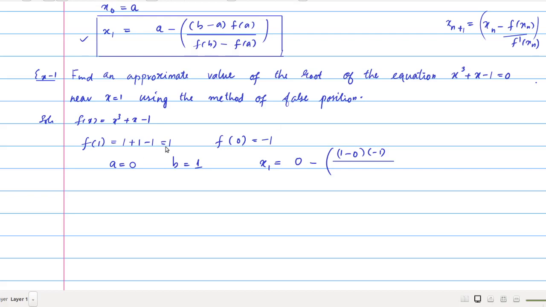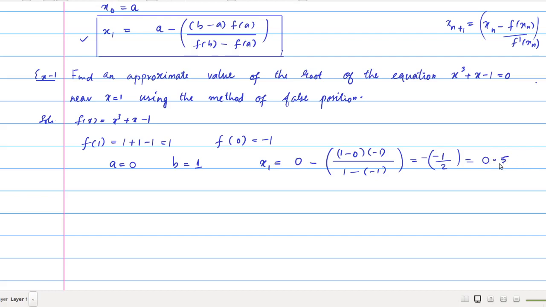f of b is 1, f of a is minus 1. So 1 minus of minus 1. That will be bracketed. So that will give the value as 1 minus 0 into minus 1, that is minus 1 itself. This is minus of, divided by this is 2. So this is in fact 1 by 2, that is 0.5.